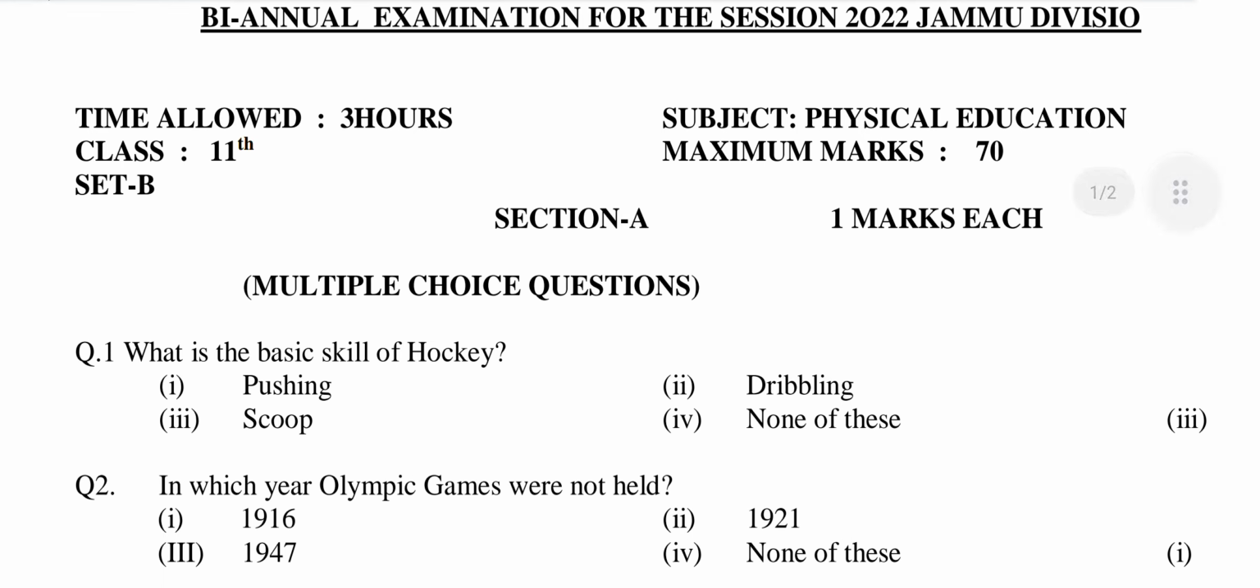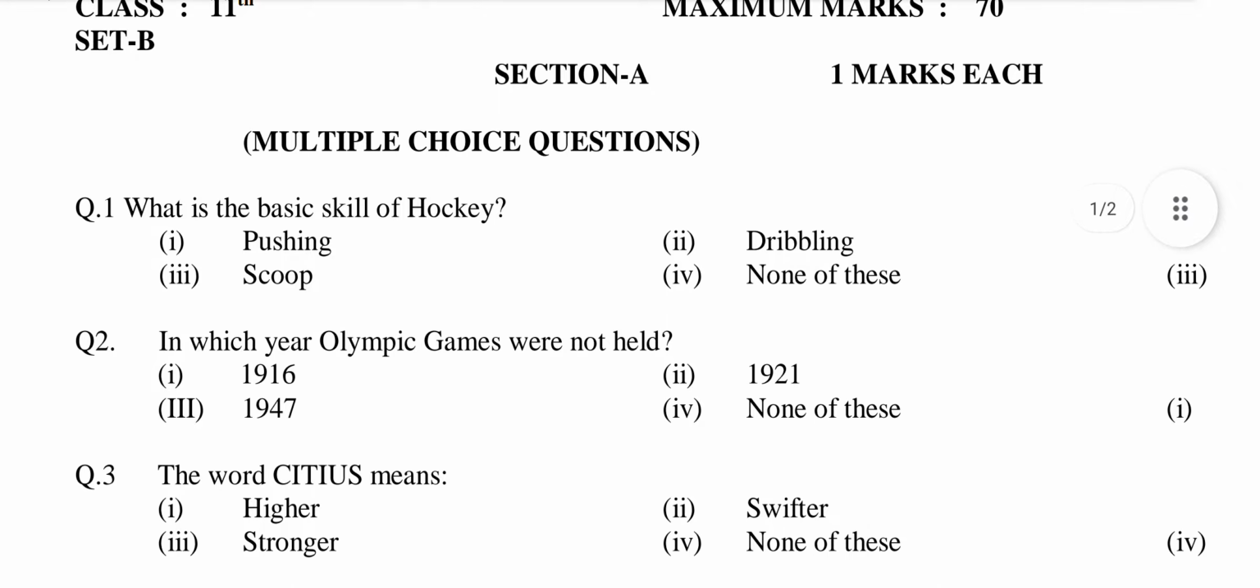What is the basic skill of hockey? Option first, pushing. Second, dribbling. Third, scoop. Fourth, none of these. Answer is option third, scoop.